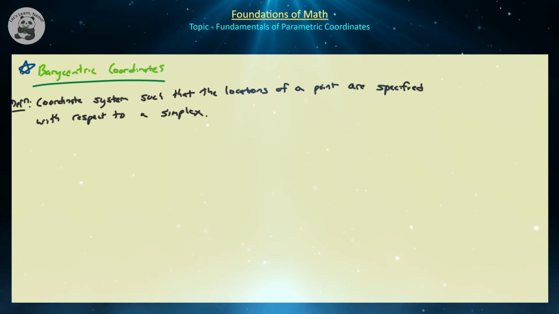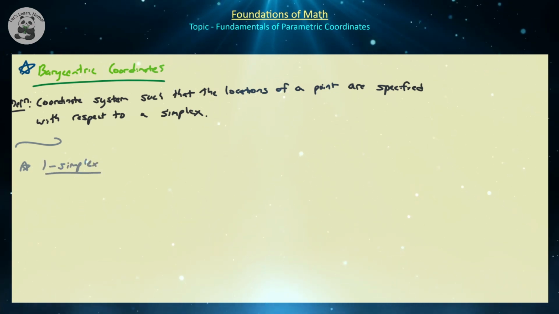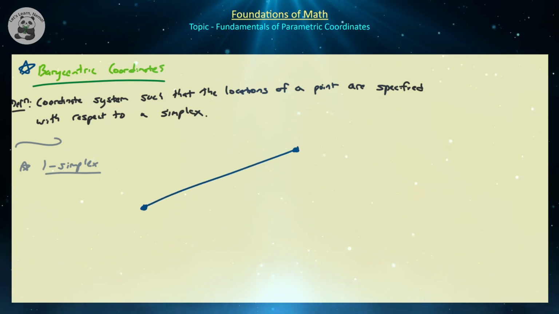So now that we know what a simplex is, now let's talk about barycentric coordinates. So a barycentric coordinate system is just a coordinate system such that the locations of a point are specified with respect to a simplex. So if we consider one of the more simpler simplices, in particular a 1 simplex, which keep in mind is just a line segment, and let's assume that our line segment looks like this. Let's pretend that it's not embedded in 2 dimensions, even though it technically is on this particular graph, but it technically is a 1-dimensional object.